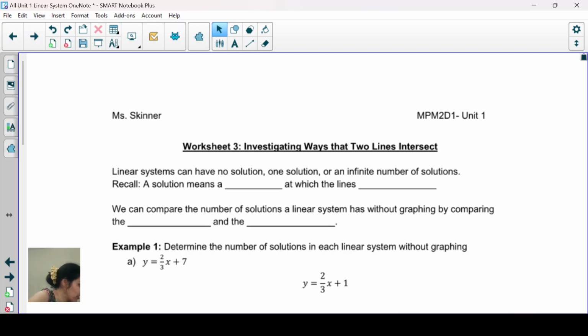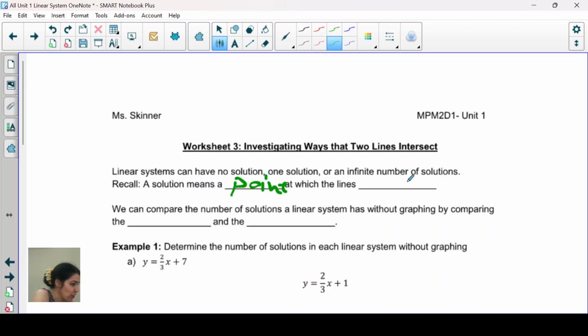We are in the worksheet. This can have no solution when they are parallel, one solution when they have different slope, and an infinite number of solutions when they are collinear, same slope, same y-intercept. A solution means a point of intersection. It means a point at which the lines meet.